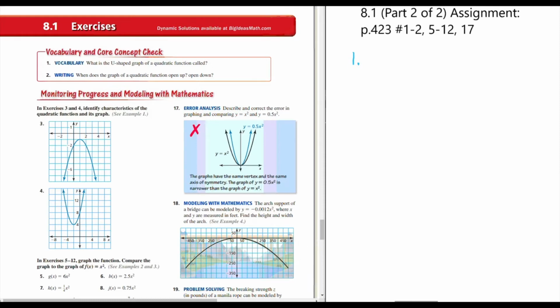In this video, we're going to be going through section 8.1, the second homework assignment in the section, and that is on page 423, numbers 1 through 2, 5 through 12, and 17. So number 1, it says, what is the U-shaped graph of a quadratic function called? And that answer there is parabola. It's called a parabola.